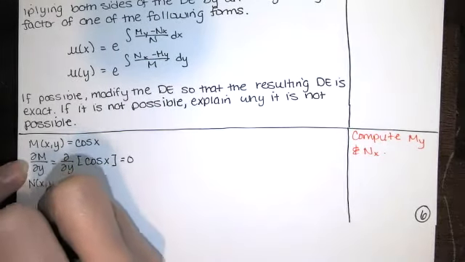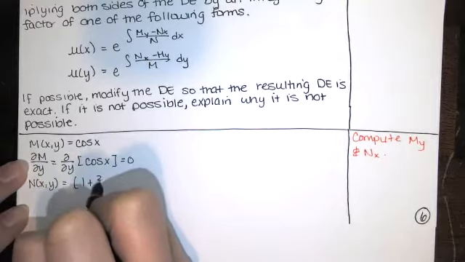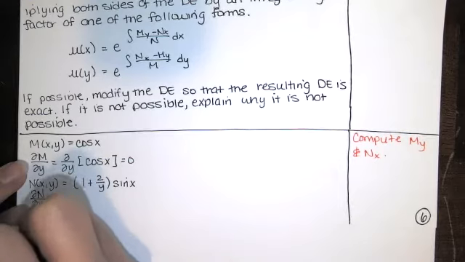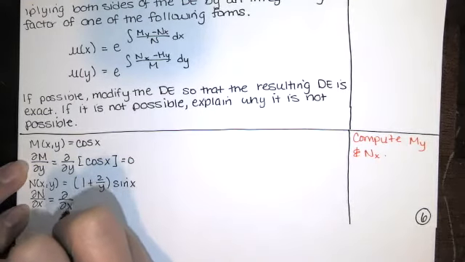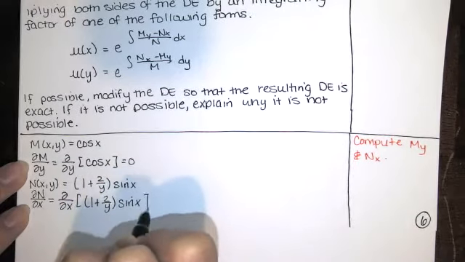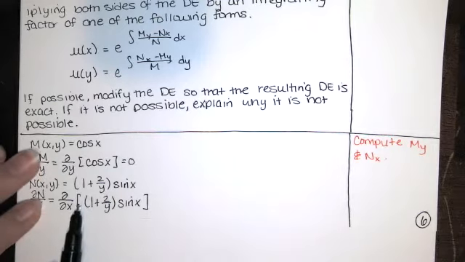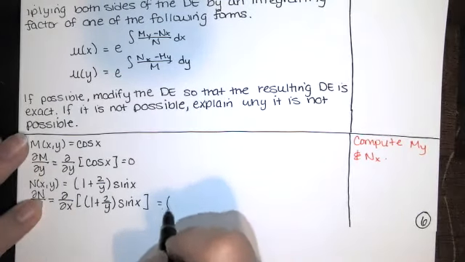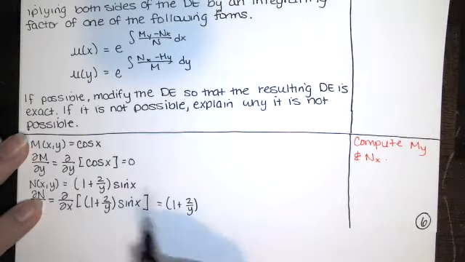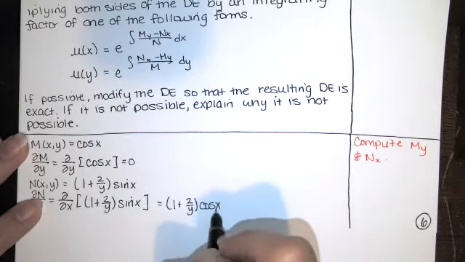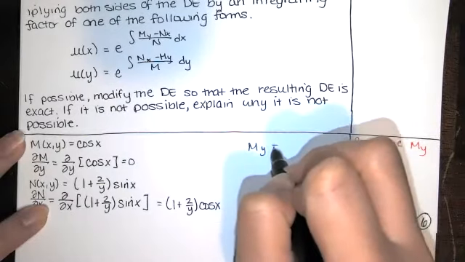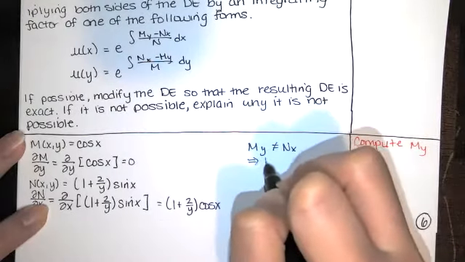And N of x, y in this case is 1 plus 2 over y times sine of x. And we want to take the partial derivative of N with respect to x. We're treating y as a constant, so we just write it down, and then we'll take the derivative of this function with respect to x. Derivative of sine of x is cosine of x. Obviously, 0 is not equal to that. So right now, the DE is not exact.